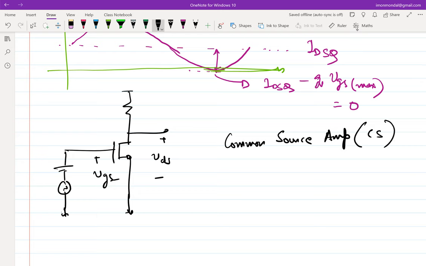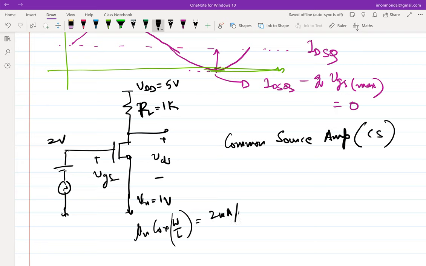A CS stage. And this is similar to the common emitter that you have studied in EC201. So in this case of a common source amplifier, when the signal goes high, let's say assume that this is at, again, let's take some value. This is 2 volt quiescent, threshold voltage of 1 volt, right? And let's say VDD is equal to 5 volt, and RL equal to 1K, and your mu n C ox W by L is equal to 2 milliamp per volt square. Or let's say mu n C ox is 200 microamp per volt square.